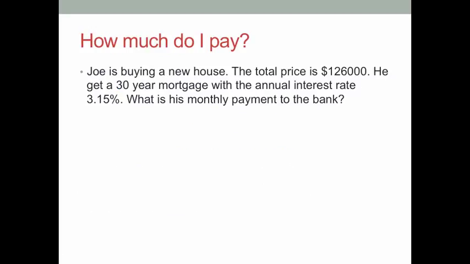Suppose Joe is buying a new house. He gets a mortgage of $126,000 from the bank. The mortgage lasts for 30 years, and he has to pay back to the bank every month in a year. The bank tells him the annual interest rate of this mortgage is 3.15%. So now we want to use the PMT function in Excel to calculate how much Joe needs to pay back to the bank every month.